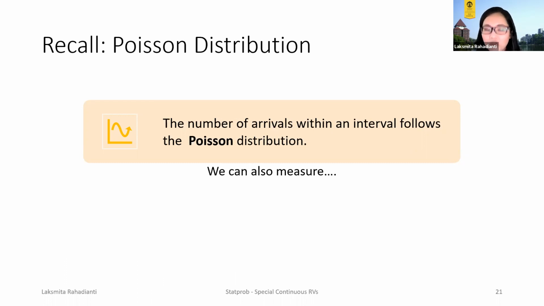That is why using the Poisson distribution, you could compute the number of arrivals within an interval, the number of emails coming within an interval, the number of customers coming within an interval. That would follow the Poisson distribution because I'm counting discrete things. How many people are coming in an hour? How many emails do I receive in a week? And so forth.